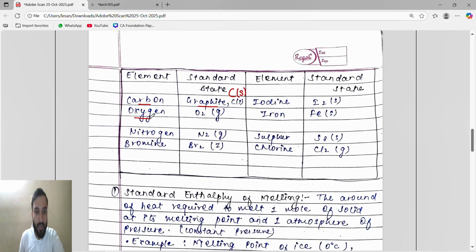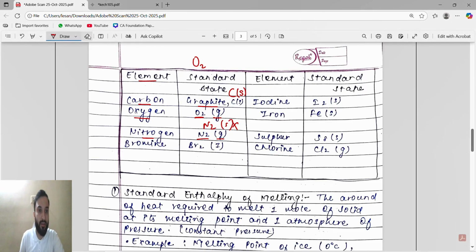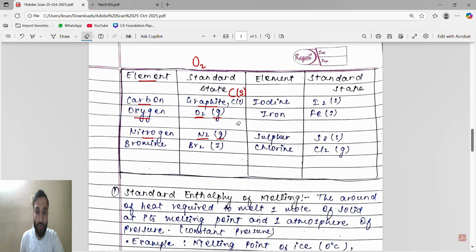Standard state of element: if you take the element oxygen, its standard state is O2. Don't write oxygen as O. We are talking about the element, so it will become O2, gas. Then nitrogen, N2, standard state in gas. If they write N2 in solid, it is not in the standard state. N2 in gaseous form, then only it will be in a standard state.